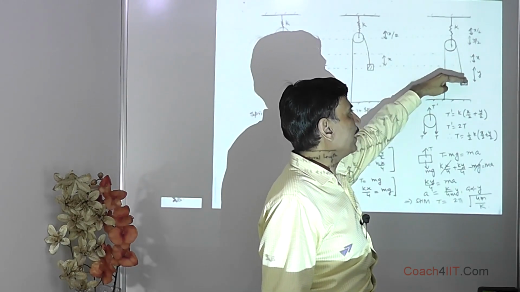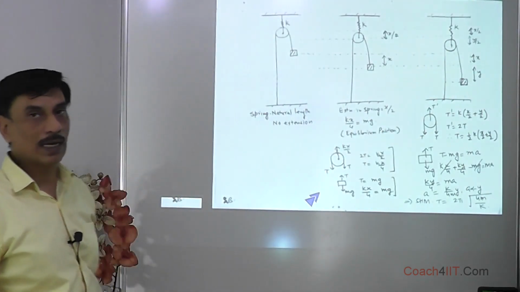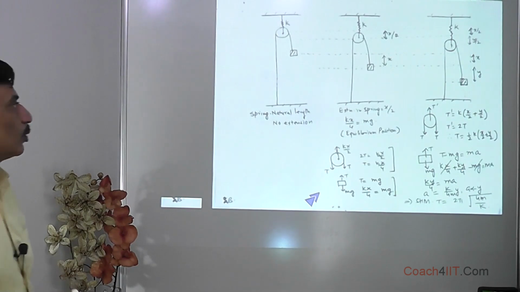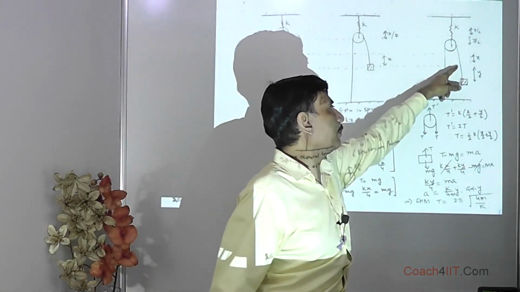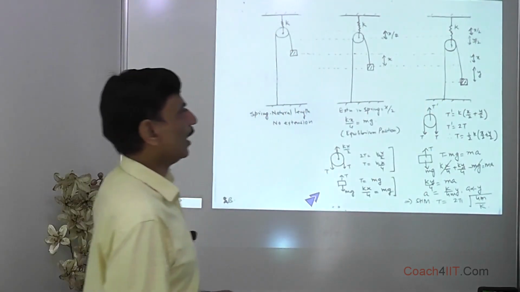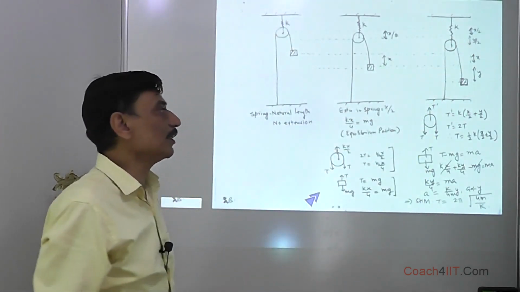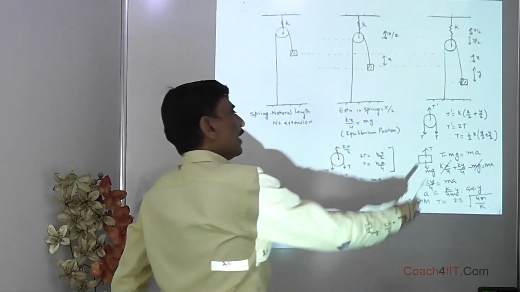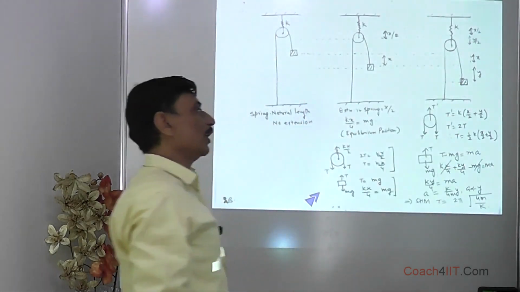When it has gone y distance below this level, there is a further stretch in the spring, that is, y by 2 is a further stretch. X by 2 had already been there, and now when we pull it by distance y, there is a further stretch of y by 2. As a result, the stretching force, the tension in this, increases further. Now T dash is going to be K times the total extension, which is x by 2 plus y by 2.